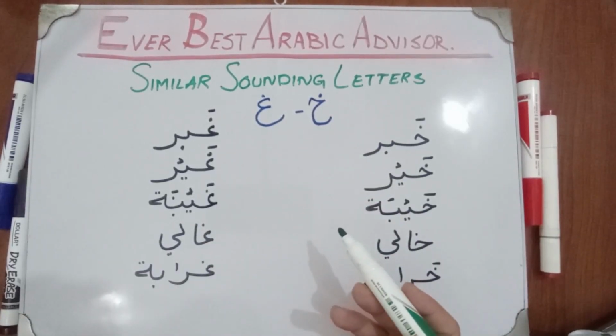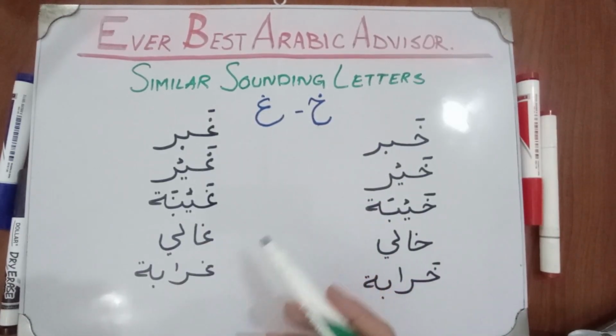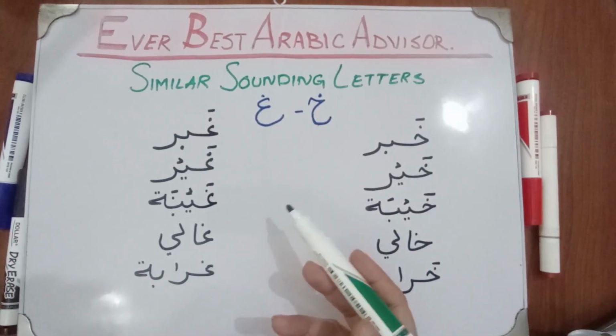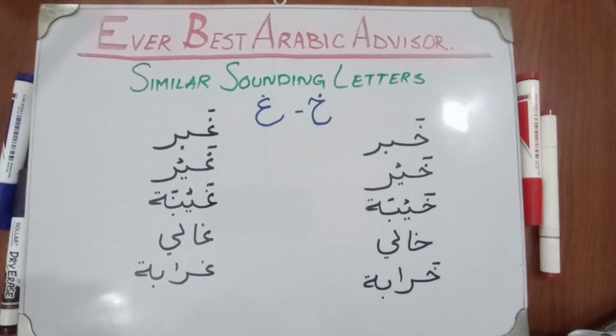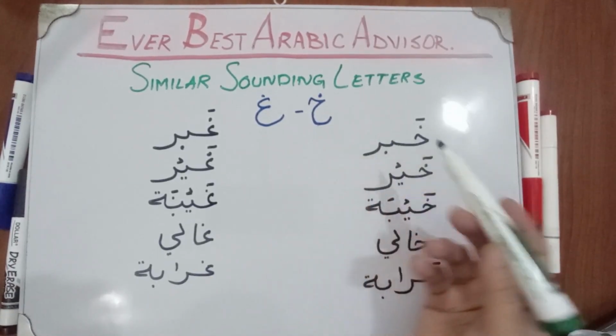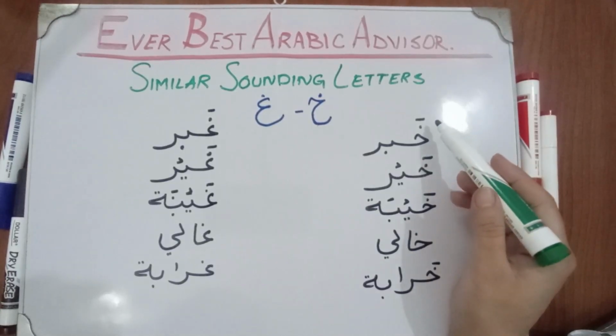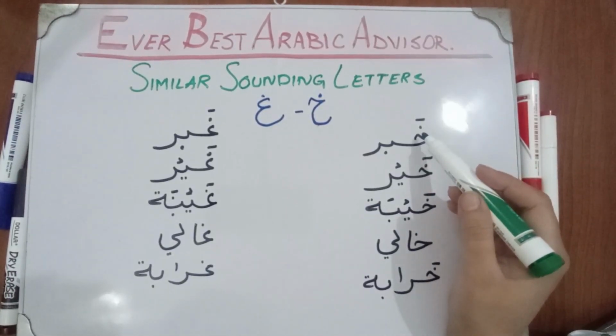So we practice it and understand the difference, and we should know how to pronounce the word. So we make a correct pronunciation and we read the correct word that we want to convey to others. So let's start. The first word is khabara.